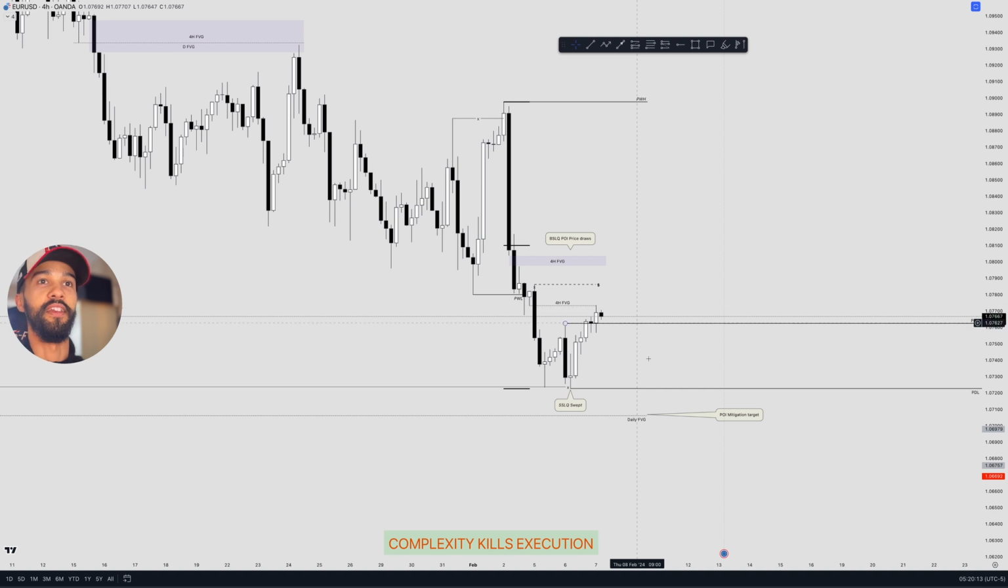Right, so other than that, we've got our daily fair value gap line here, and I've just got this sign here just to say this is also a draw and target to the downside. So we've taken our previous daily high buy side liquidity here and come in to a 4 hour POI.